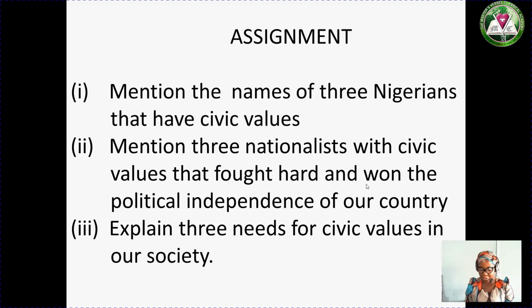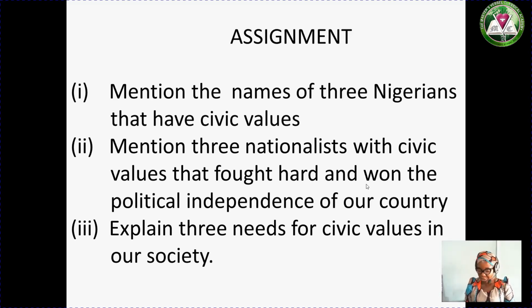I mentioned their names. Number one is Dr. Nnamdi Azikiwe. Number two, Chief Obafemi Awolowo. Number three, Alhaji Tafawa Balewa. Number four, Alhaji Ahmadu Bello, etc. We still have other people. Now, let's go to our questions.